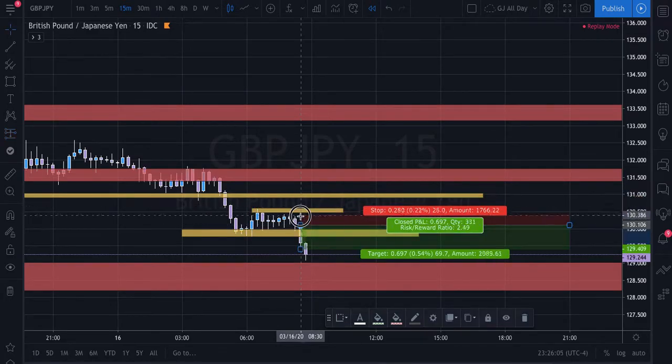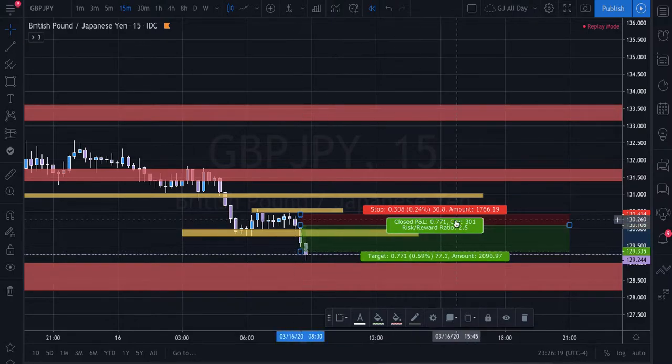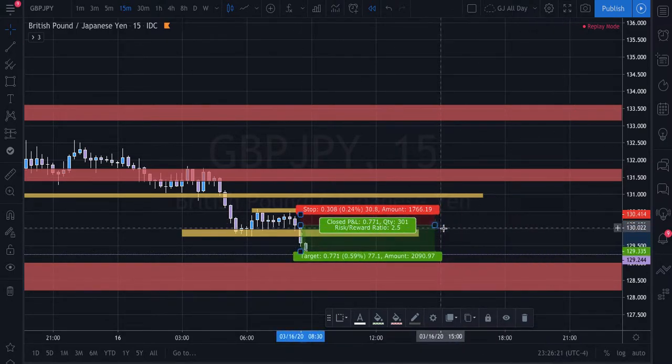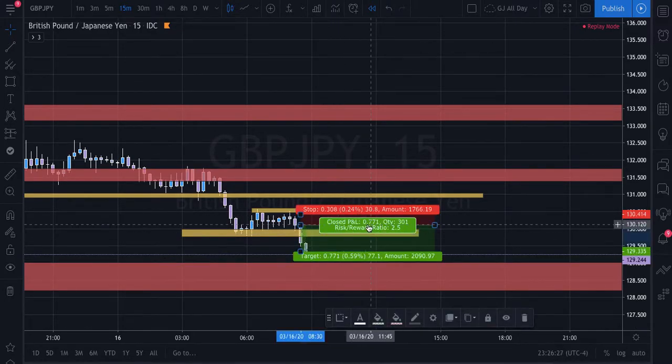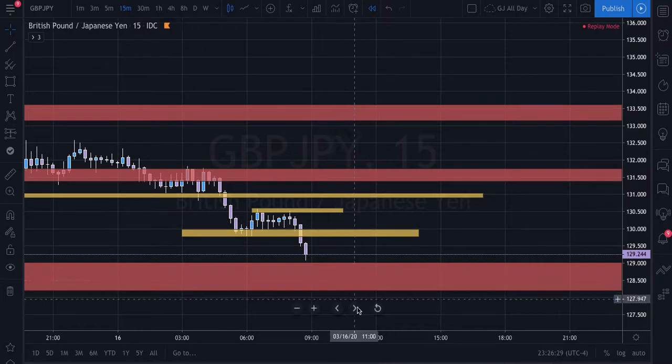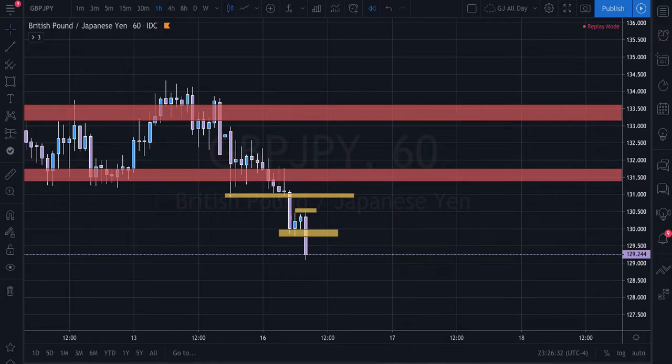Probably could have done something like that. And we know we've got to go to this next range. So put it maybe halfway of the half of the range. And it would have hit TP, as you can see. That's how we could have taken advantage of that.